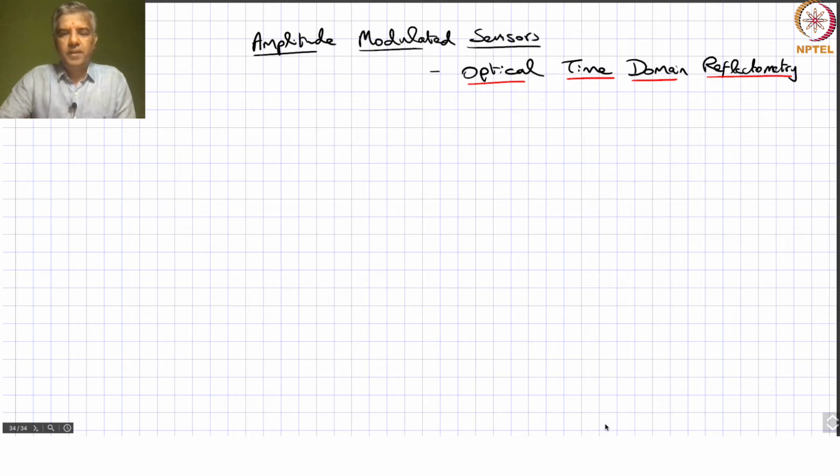Hello, we've been talking about examples of amplitude modulated sensors. So we would like to now extend one of our previous examples and see if we can cover optical time domain reflectometry. That's what we'll try to discuss today. So why do you need optical time domain reflectometry?